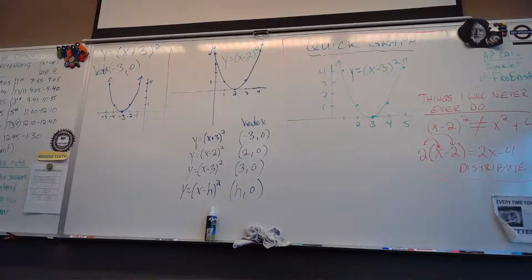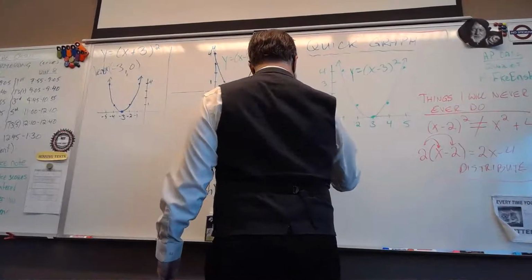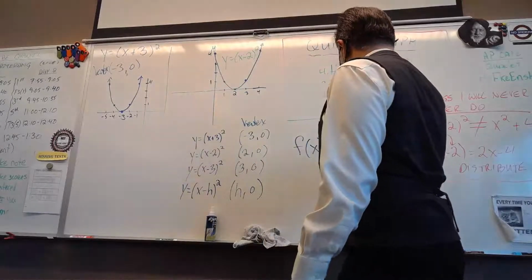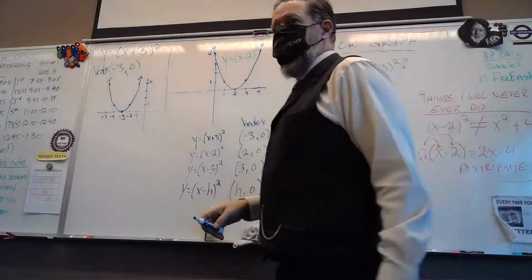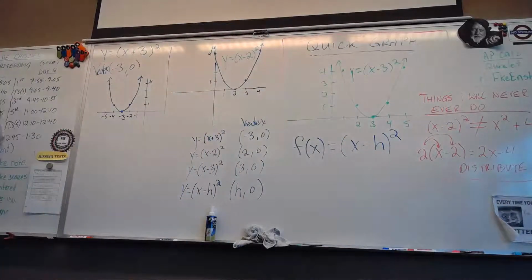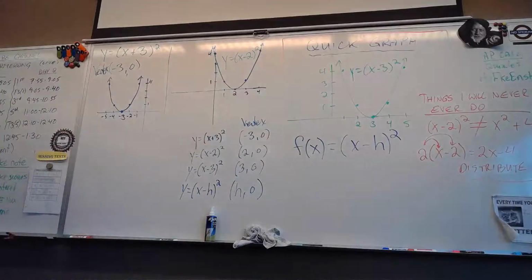All right, good. Now, here's what I want you to do. Top left corner, there's a little place you can enter an equation. Here's the equation I want you to enter: f of x equals parentheses x minus h, squared. Type that equation into the top left bar where it lets you type in an equation.